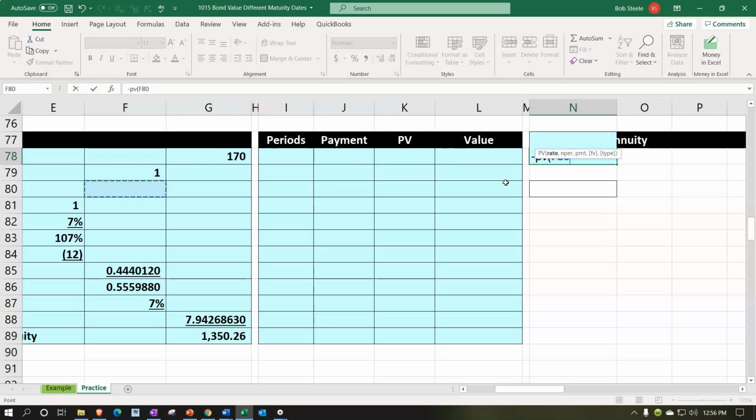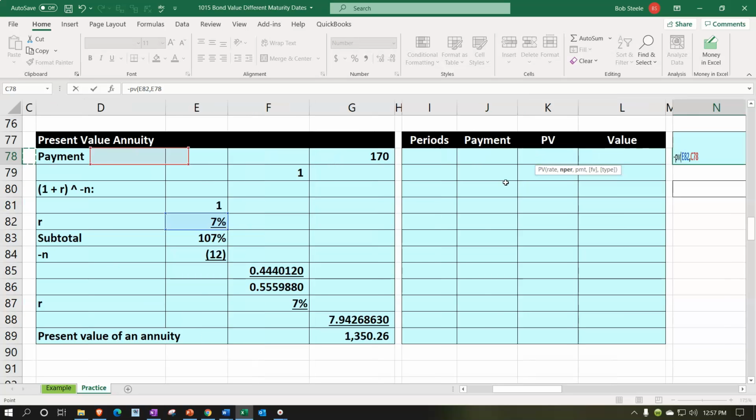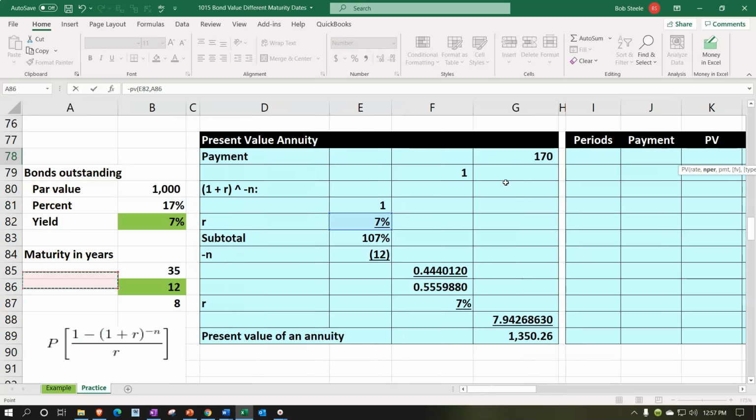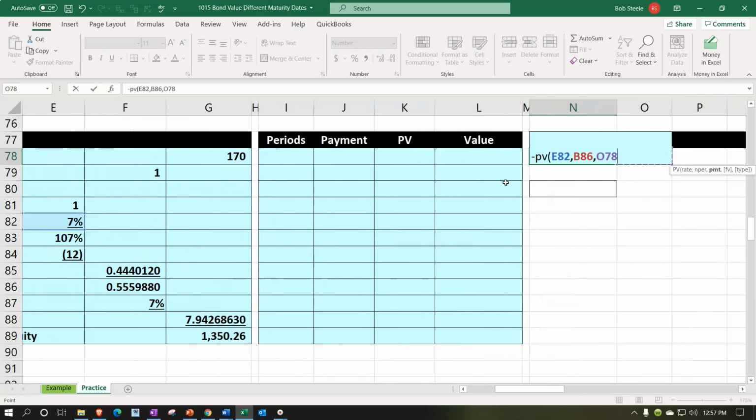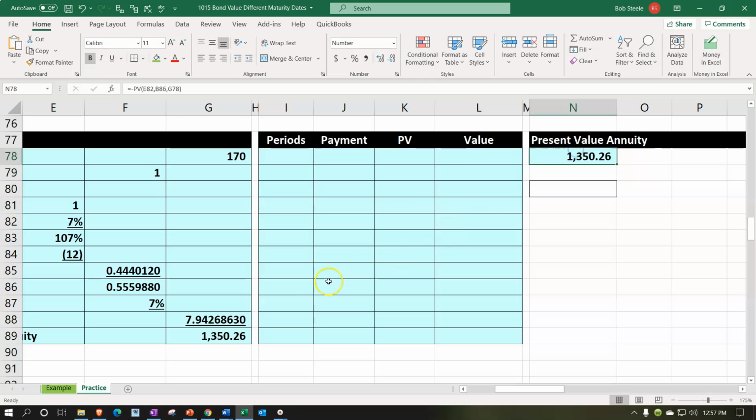The rate, we're going to be picking the 7%, comma. Number of periods is going to be 12, comma. And then the payment is going to be the 170. So there we have it, done it again.